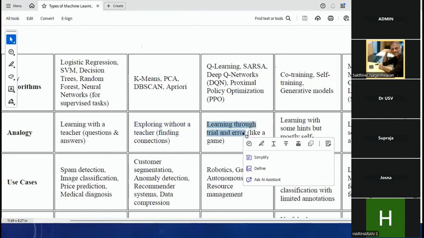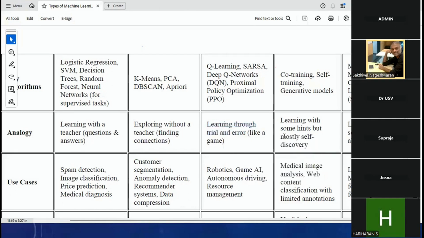Next one, learning through trial and error. This is very important. When you come to the reinforcement algorithm, first time I'm going to give one input, whether it is correct or wrong. Second time I'm going to give one input which is correct or wrong. Third time I'm going to give the input whether it is correct or wrong. So this is all coming under the reinforcement algorithm. And next one, you can see here, hint, but mostly of self-discovery. We have to discover.